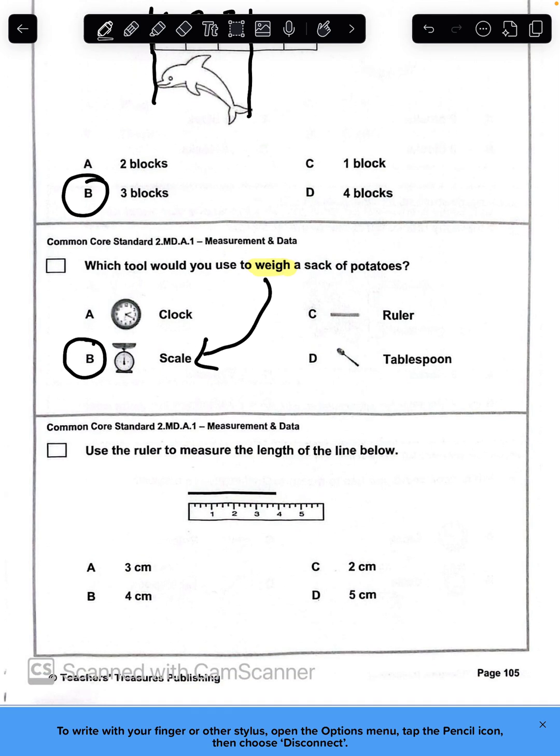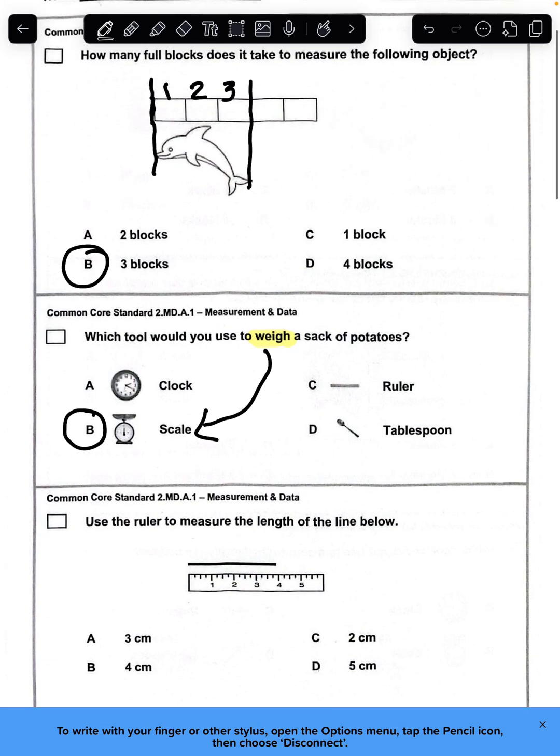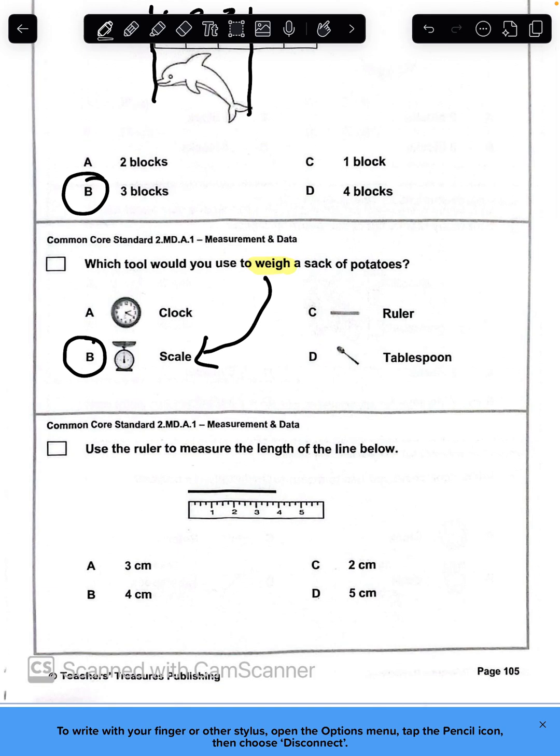Okay. Number 3, it asks, use the ruler to measure the length of the line below. So again, like we did with the dolphin, we just can draw a line stretching out. And you can eyeball it, but it's around 4 centimeters. So the answer is B.